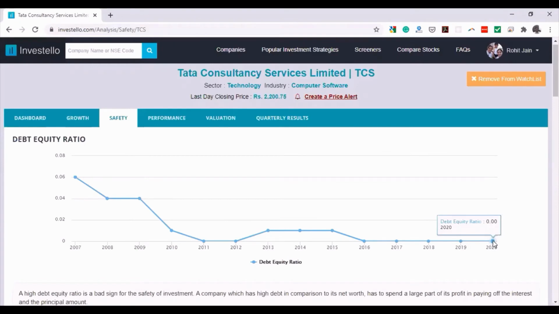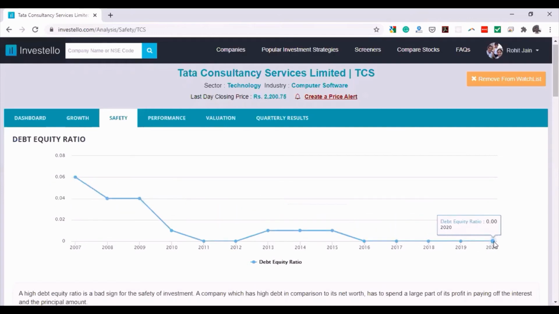Now, let's look at the same ratios for TCS. The latest debt equity ratio for TCS is 0. Over the past 10 years, the maximum debt equity ratio for TCS has been 0.06, and that was also more than 10 years ago. It means that TCS does not need debt to fund its operations and growth. It probably would have ample cash on its balance sheet.